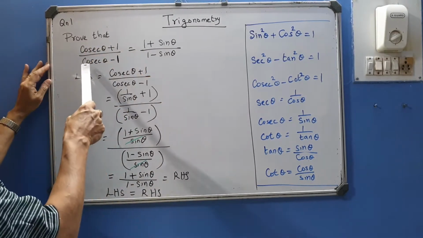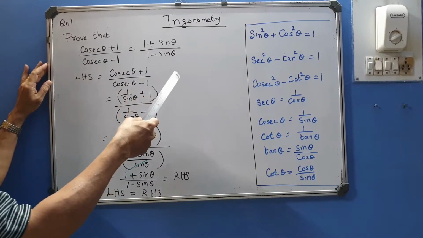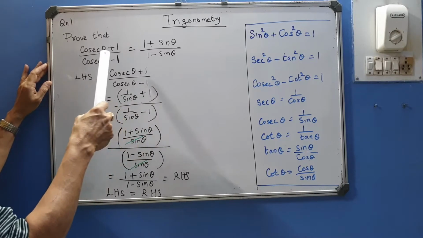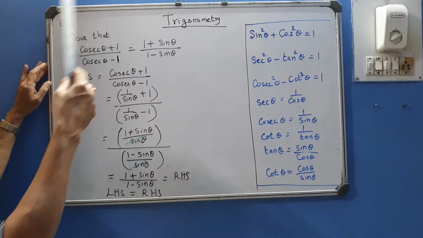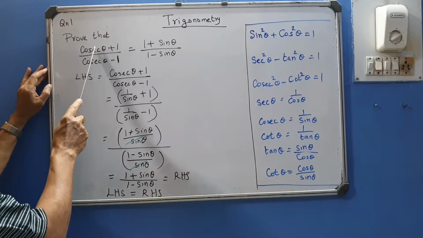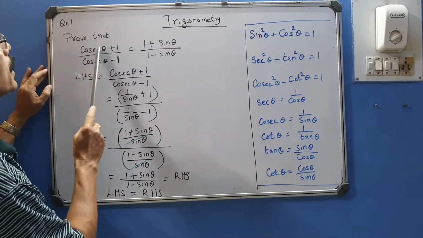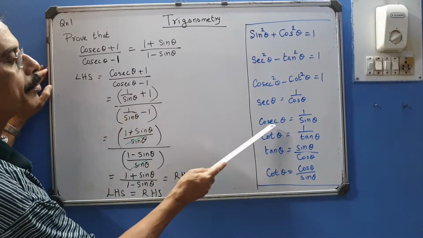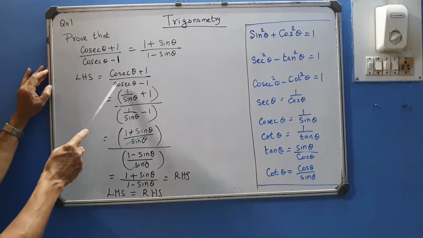If the left side is more complicated, you take the left side, or if you think the right side is more complicated, take the right hand side. But don't take both sides together. Either you can take left side or the right side. Here I have taken the left side. Why? Because we know that cosec theta is 1 by sin theta. Cosec theta is directly related to sin theta by the formula cosec theta is 1 by sin theta. So I have taken left side.